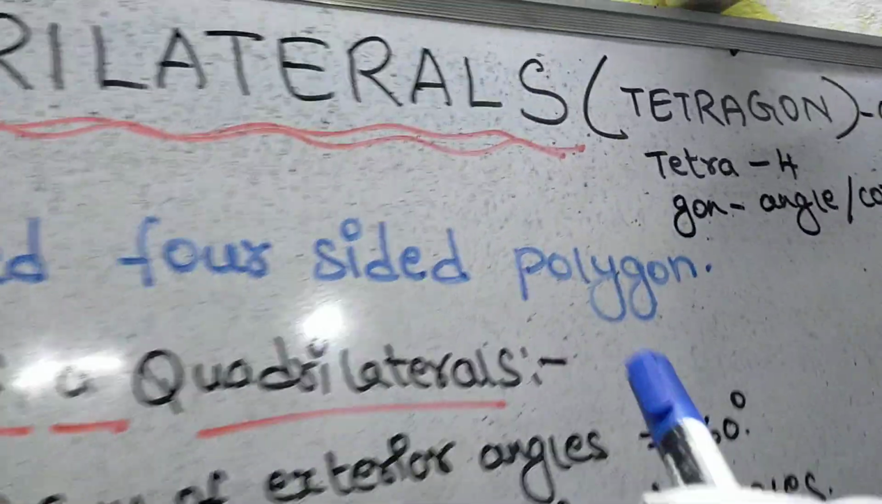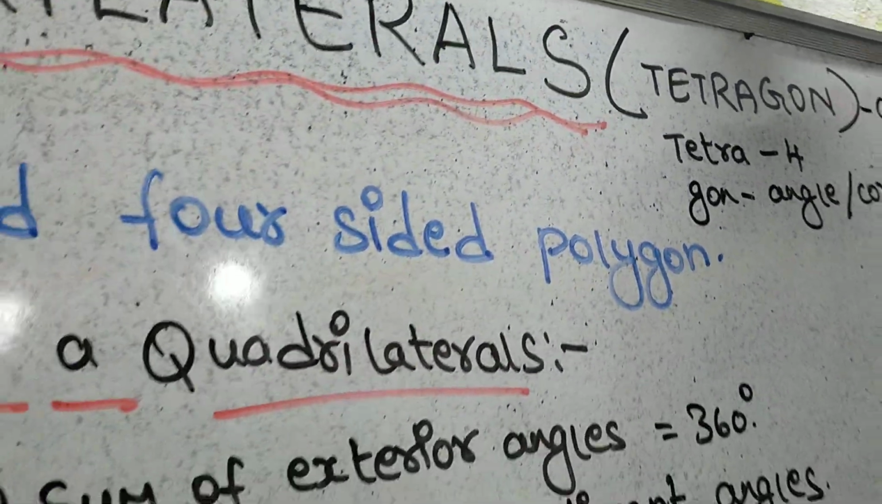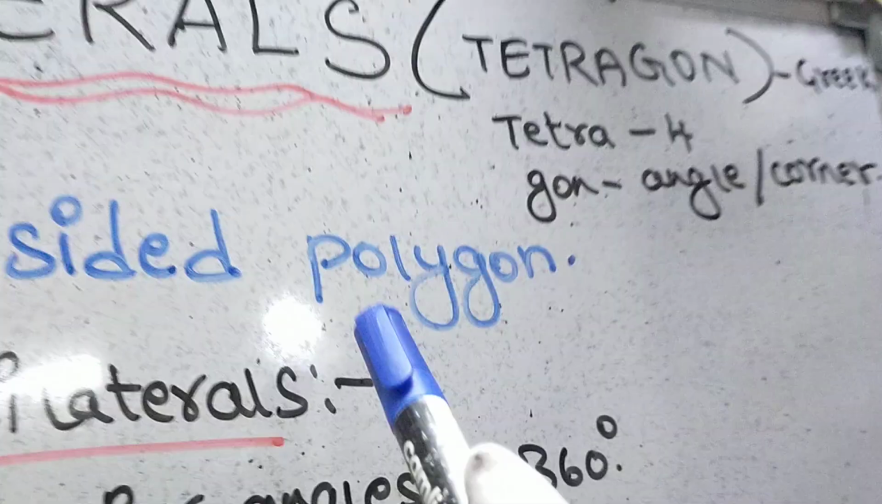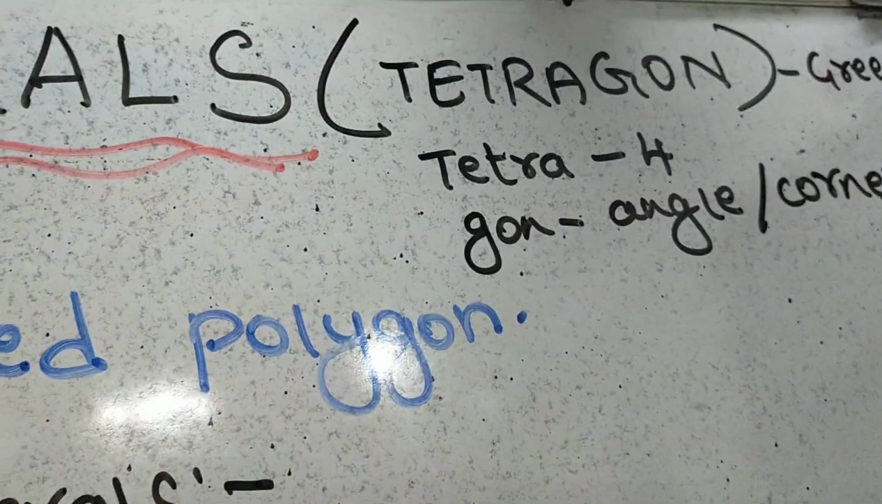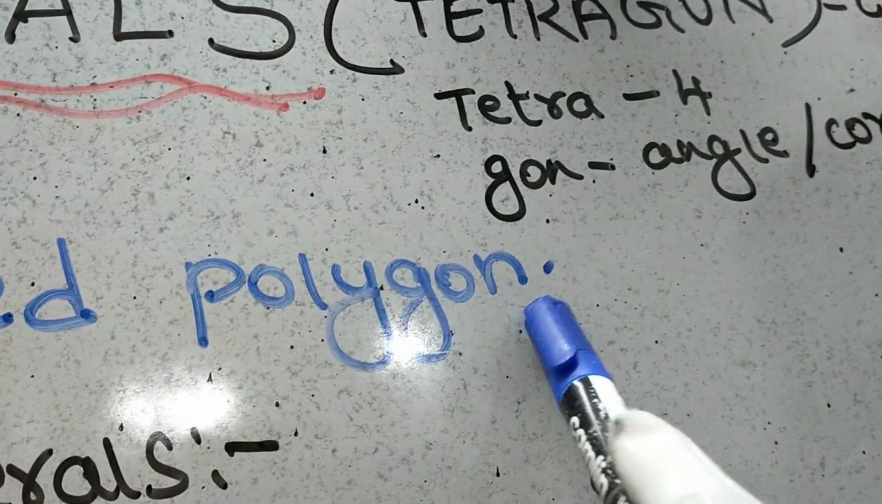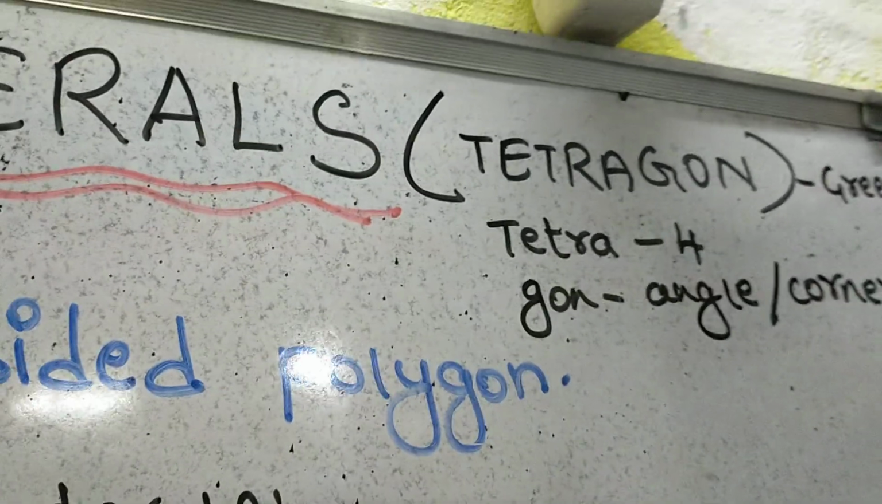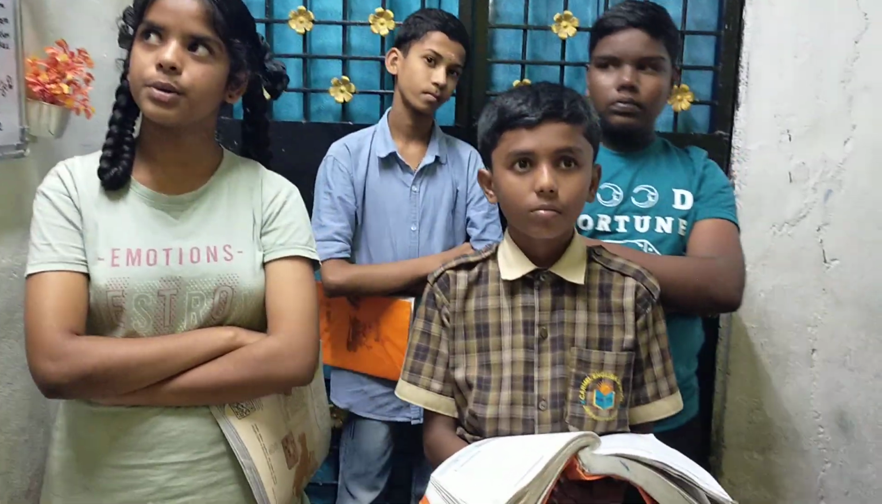Then next there is one more term called polygon. What do you mean by polygon? Poly means many, gon means corner or angle, or you can take gon to also mean sides. That means many sides. So a polygon is a shape with 3 or more sides. To make a polygon, you need 3 or more sides.